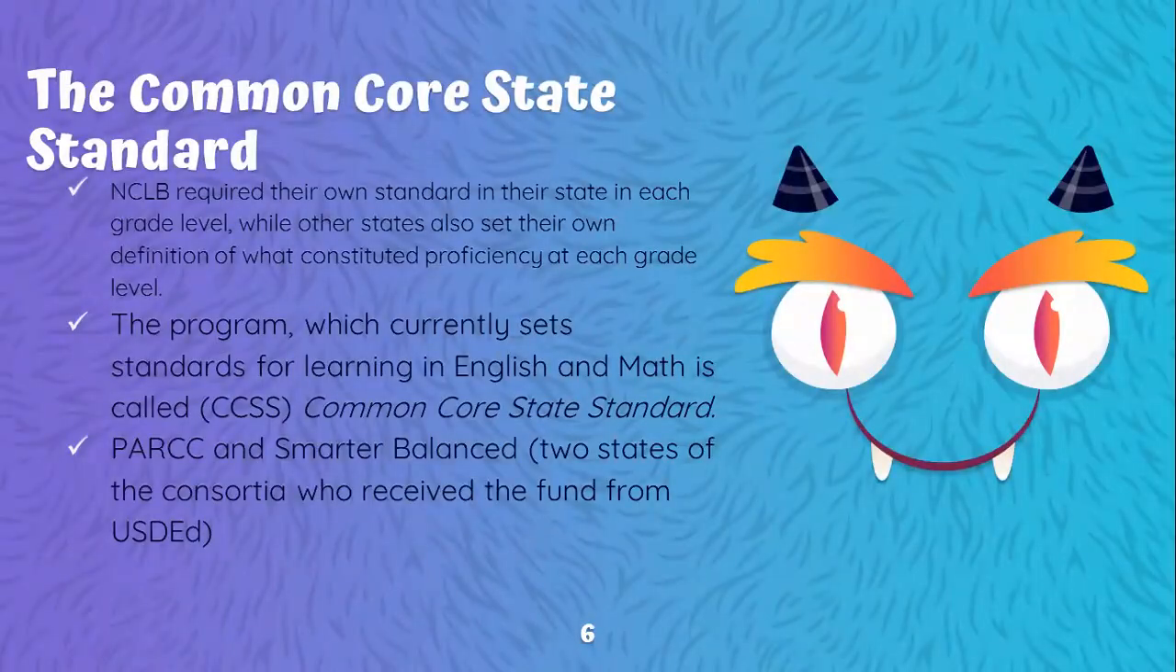So, now let's proceed to the Common Core State Standard. NCLB required their own standard in their state in each grade level, while other states also set their own definition of what constituted proficiency at each grade level. So diri pa lang daan sa inconsistency sa definition and proficiency standard, mabikil na jud ang mga bata, no? Mabikil na jud ang educational system.